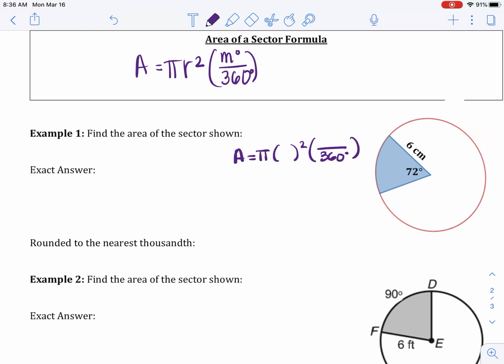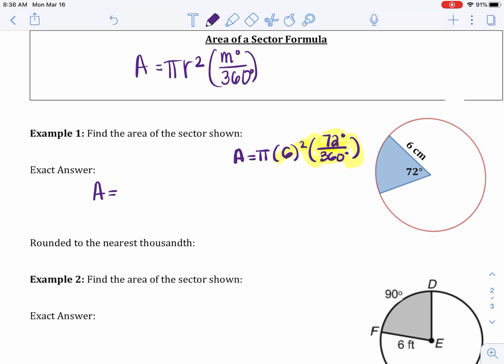So if you wanted to, you could do the skeleton here. Radius is 6, m is 72 degrees. All right, so to get the exact answer, what's going to give me an answer that I have to round is putting pi in my calculator. So I want to refrain from putting pi in my calculator. I want to put everything else except pi and then keep pi in my answer. So I'm going to do 6 squared, parentheses, 72 divided by 360, close the parentheses, and then hit enter.